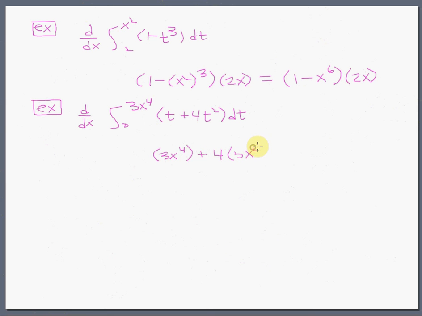But we have to use our chain rule, and we need to multiply this by the derivative of the inside function. Okay, and then you would simplify your problem down.